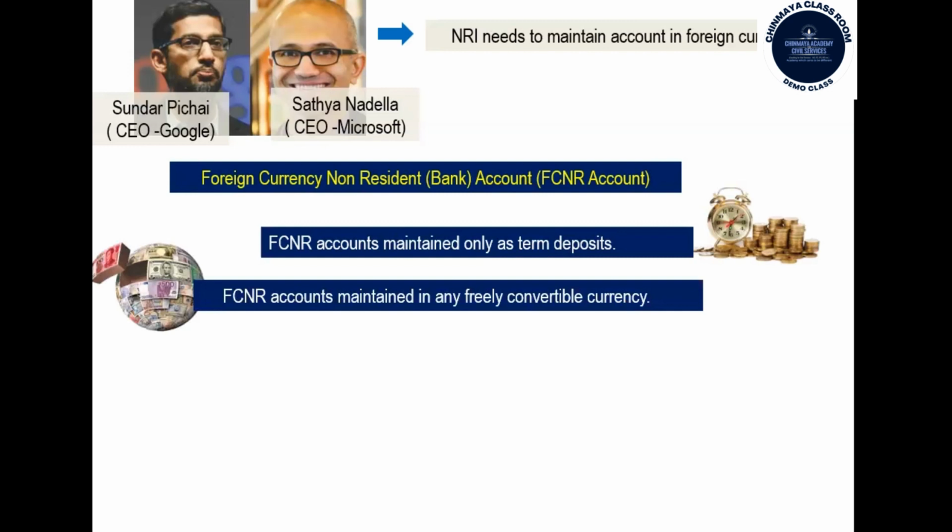So FCNR accounts are maintained in any freely convertible currency. What is a freely convertible currency? Any currency you can convert into another currency instantly. For example, you go to a money exchanger and give some 70,000 rupees and ask for $1,000. He gives $1,000. Now again you go and tell him, sir, I took these dollars in an incorrect understanding. Give me Japanese yen. And he will take it and give Japanese yen. However, there will be some commission. And you again say, oh, sorry, sir, I took it wrongly. Take it and give me euros.